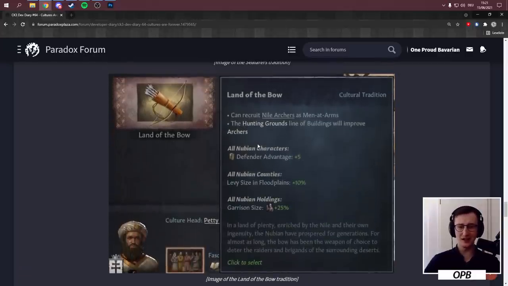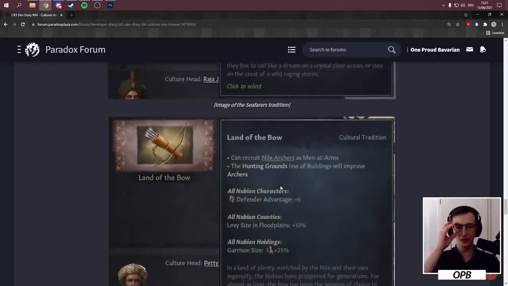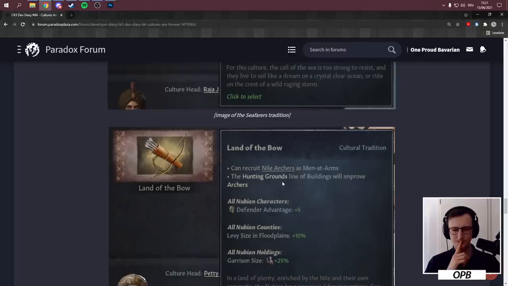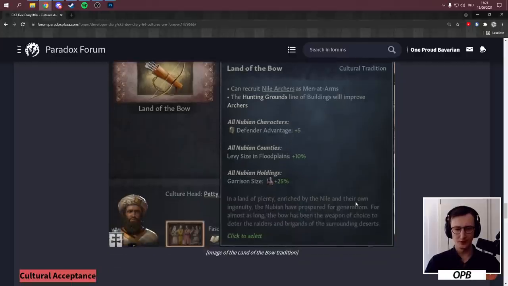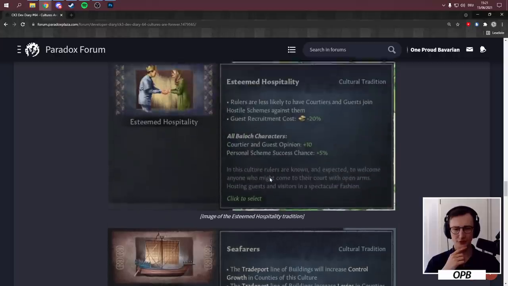And then last but not least, Land of the Bow can recruit Nile archers as men-at-arms. This is for the Nubians. The hunting grounds line of buildings will improve archers. Very cool. And the Land of Plenty, enriched by the Nile and their own... So this must be a regional tradition. You can get this if you are at the Nile. I think this is a general tradition.